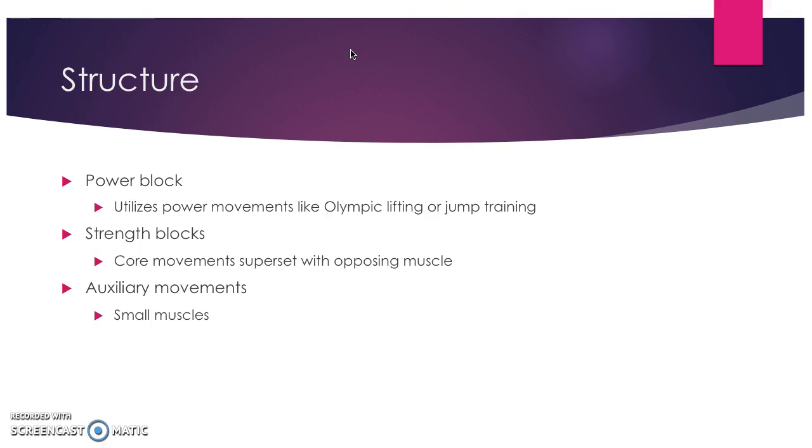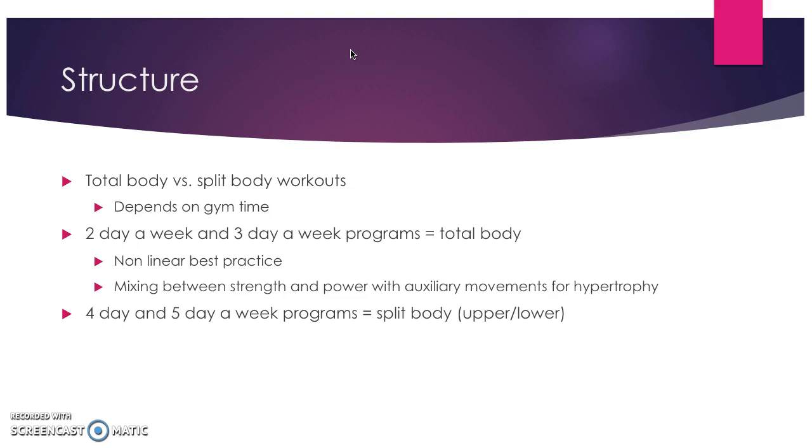Structure: the power block utilizes power movements like Olympic lifting or jump training. Strength blocks use core movements superset with opposing muscles, and auxiliary small muscles. Total body versus split body workouts depends on the gym time. 2-day-a-week and 3-day-a-week programs generally are total body, nonlinear best practice, mixing between strength and power with auxiliary movements for hypertrophy. 4-day and 5-day-a-week programs, you can do split body.